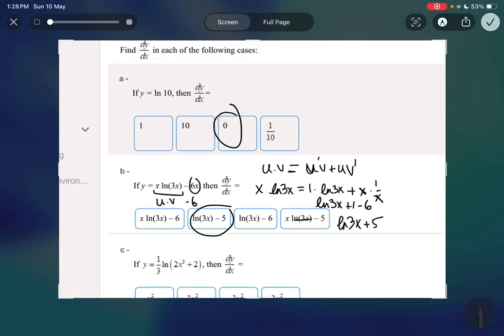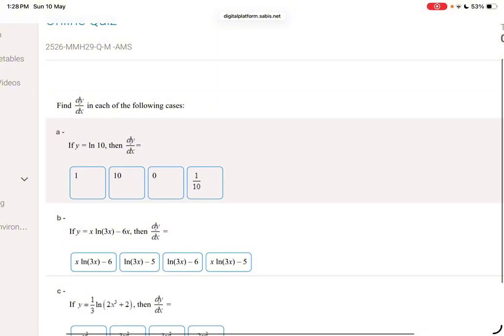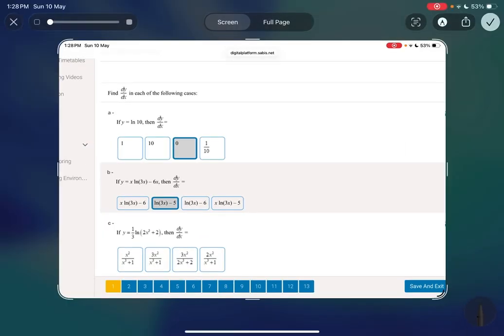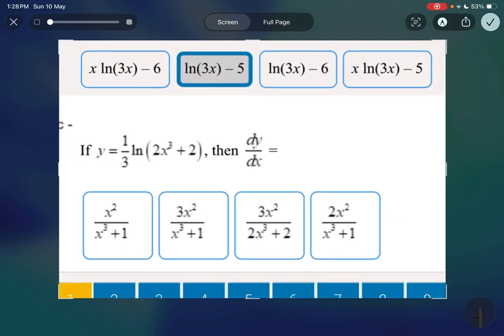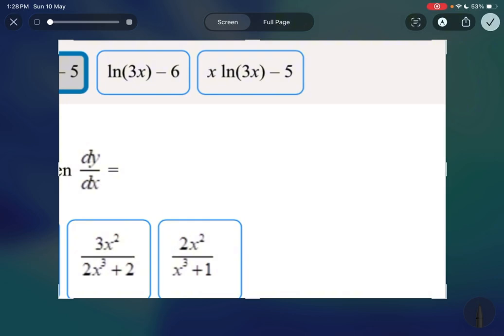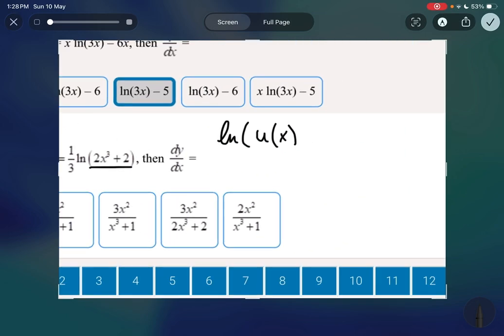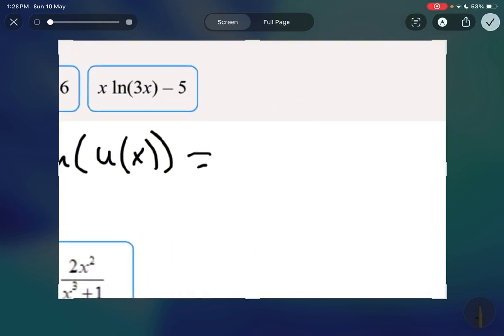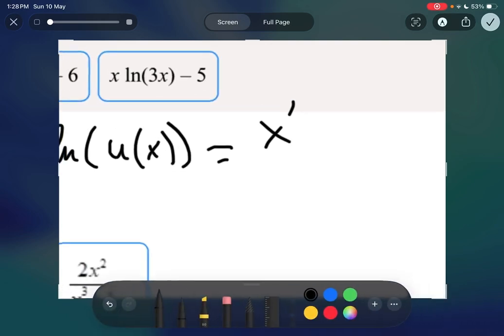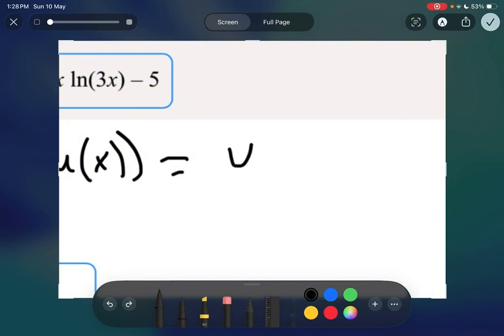Okay, part C, let me just go down. For part C, they gave you y equals 1 over 3 ln of 2x^3 plus 2. When you have the rule for the derivative of ln of u with an x inside, yani like this, so it's all of this, okay? The derivative of that is u prime over u.